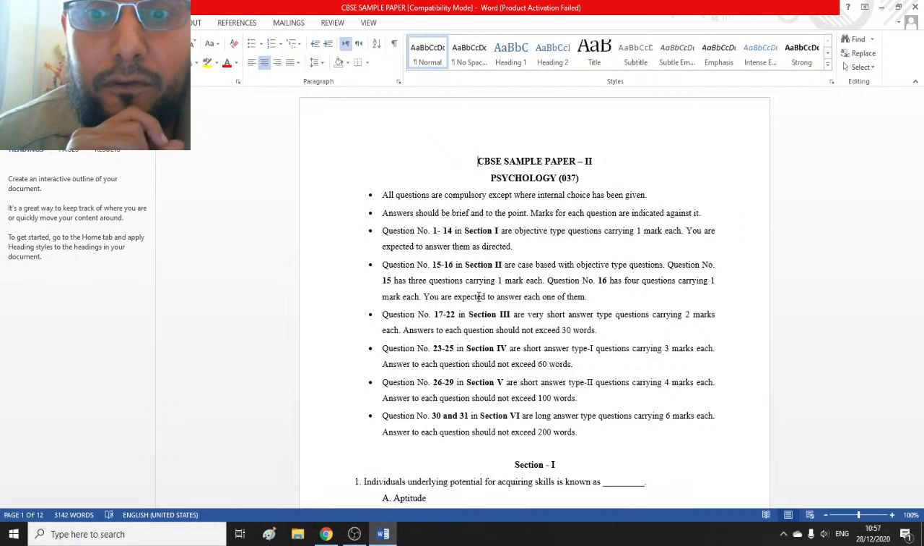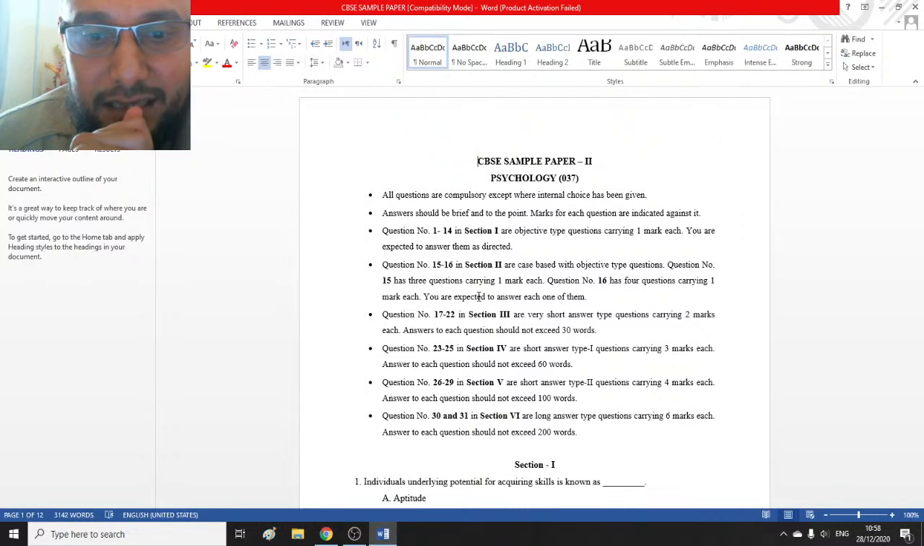Question number 1 to 14 are the objective type questions, and question number 15, 16 are case studies. You have 7 questions to be answered. One has an internal choice here. Question number 17 to 22 are section 3. These are the 2-mark questions. You need to answer 6 questions here. And question number 23 to 25, you need to answer 3 questions of 3 marks.